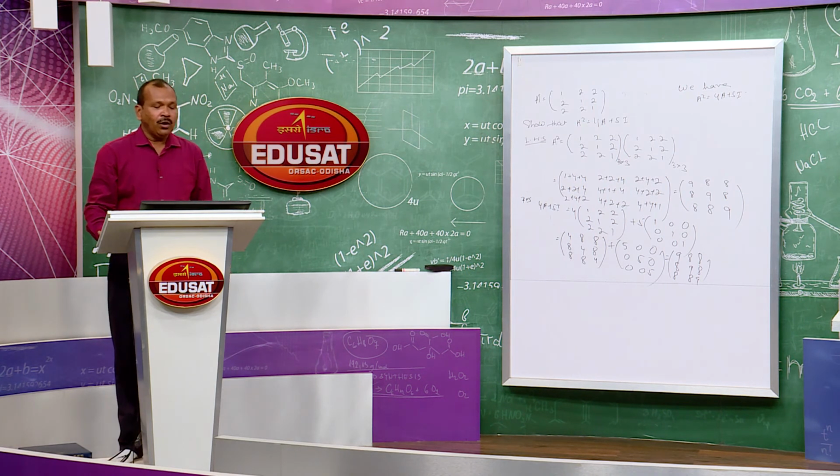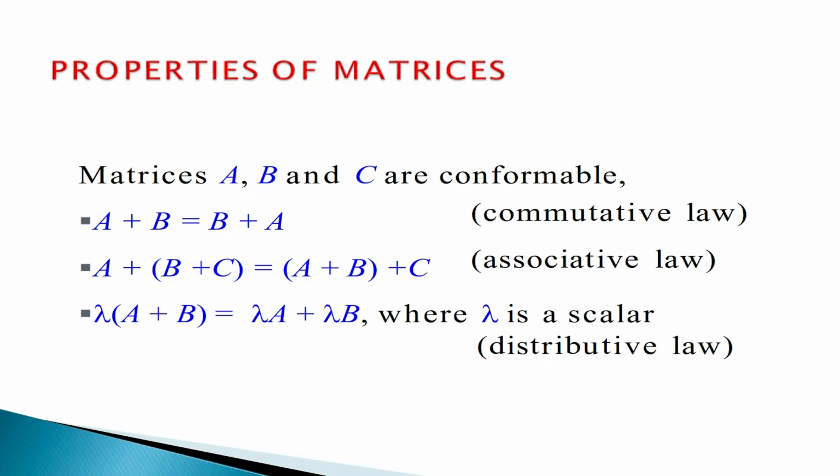Next, we go to the properties of matrices. If A, B, C are 3 matrices that are conformable, that means addition and product are conformable. For addition, both the matrices must be of the same order, and for product, the columns of the first matrix must equal the rows of the second matrix.